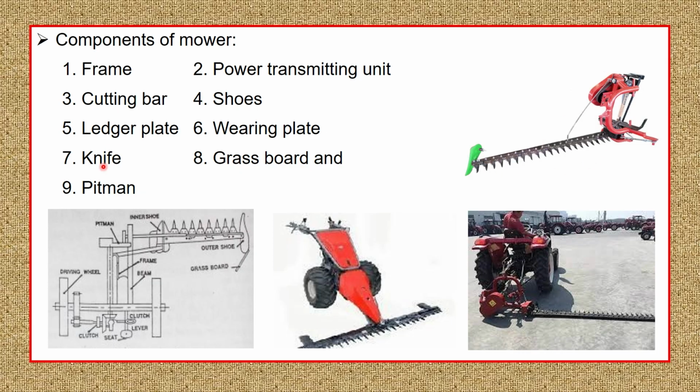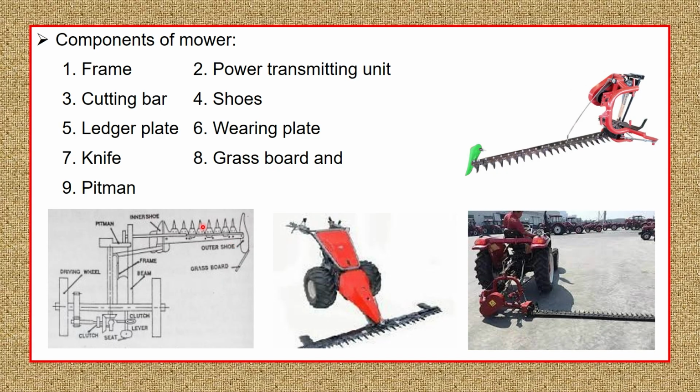The cutter bar consists of a knife, ledger plate, wear plate, and other small accessories like nuts and bolts. The shoe is the part mentioned here. There are two types of shoe. There will be two shoes in each mower cutter bar unit, the outer unit shoe and the inner unit shoe, and they are provided to facilitate the height of harvest of the crop, and with their help we are able to adjust the height of harvest.